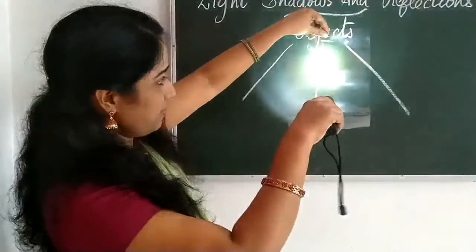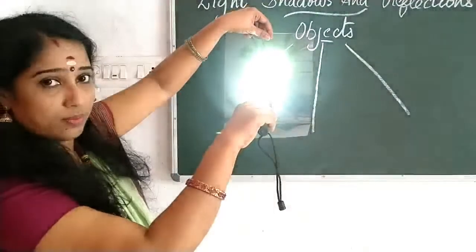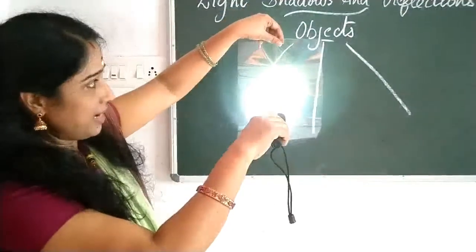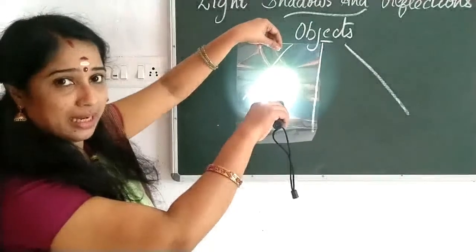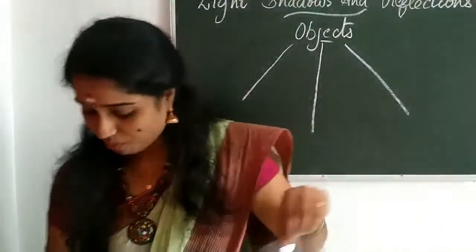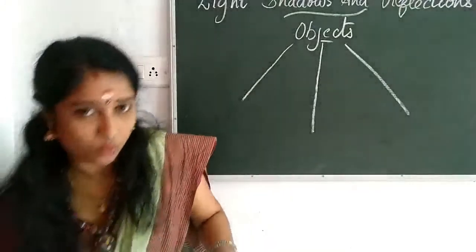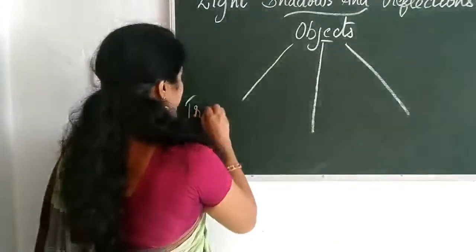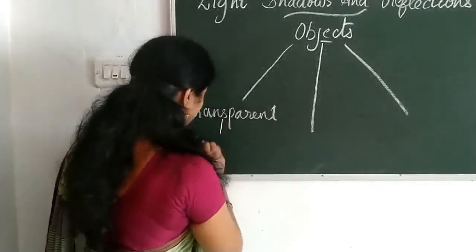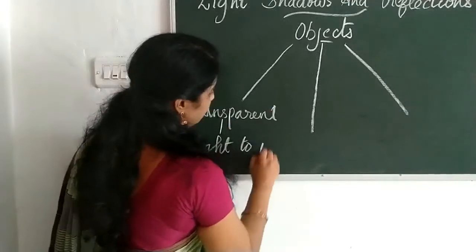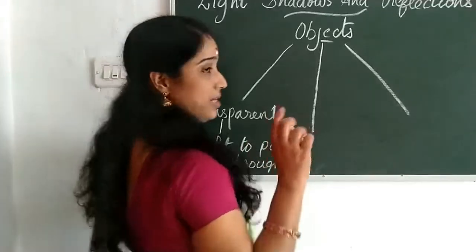Just observe it. See? You can see the light there. Hope it is clear. That light can be seen on the board. Clear? So this type of objects are known as what? Transparent objects. The objects that allow light to pass through them completely are known as transparent objects.